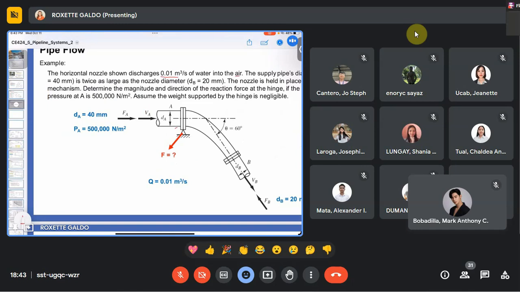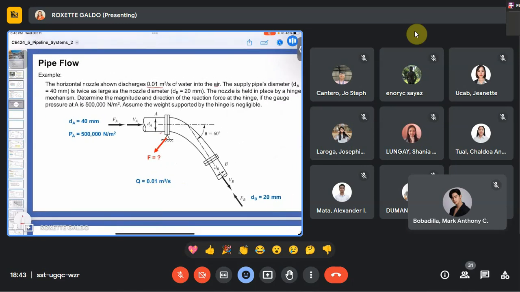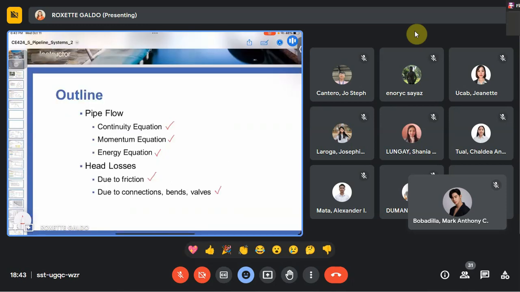So what equation will enable us to solve for the force here? Which of the three? Continuity equation, momentum equation, energy equation. Which of these three do you think? Go on, wild guess. Anyone? Energy equation.